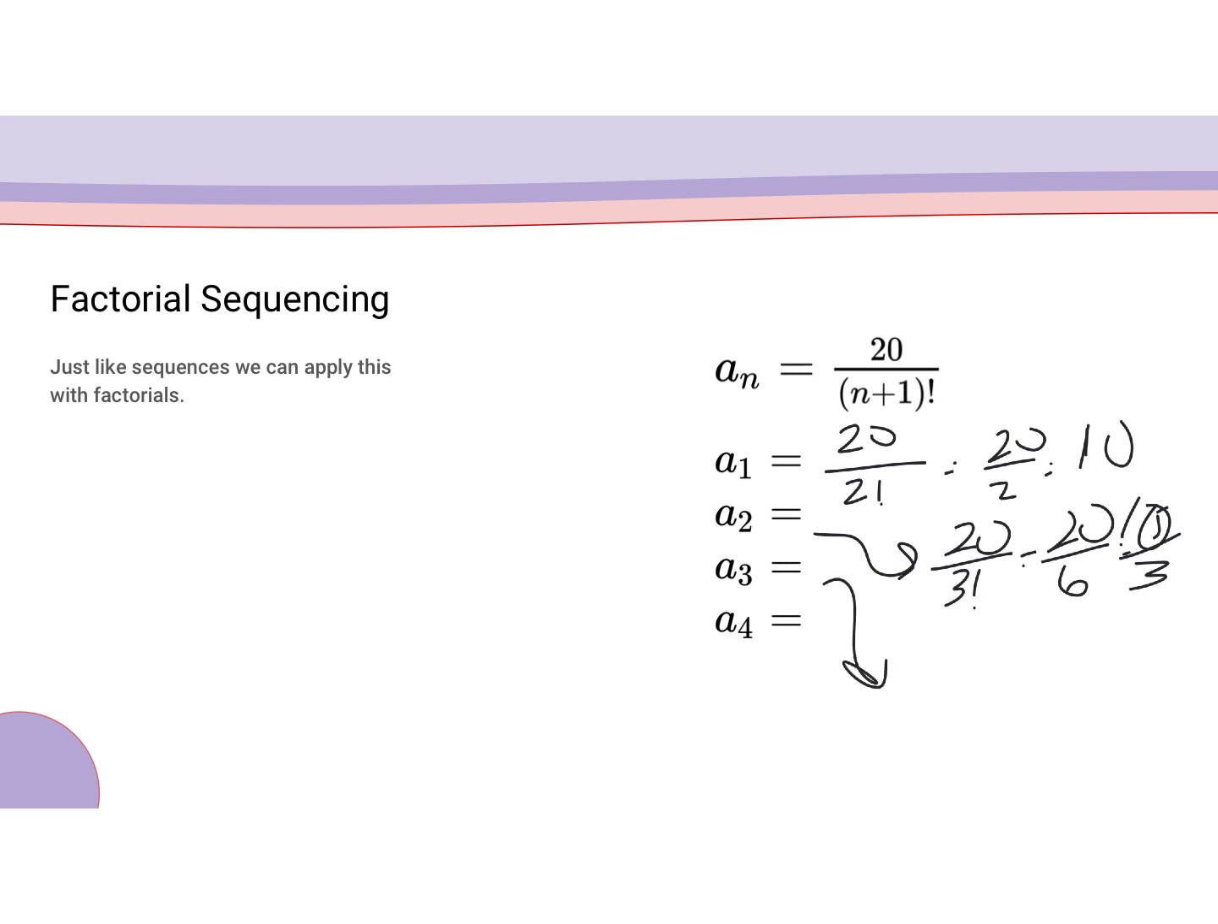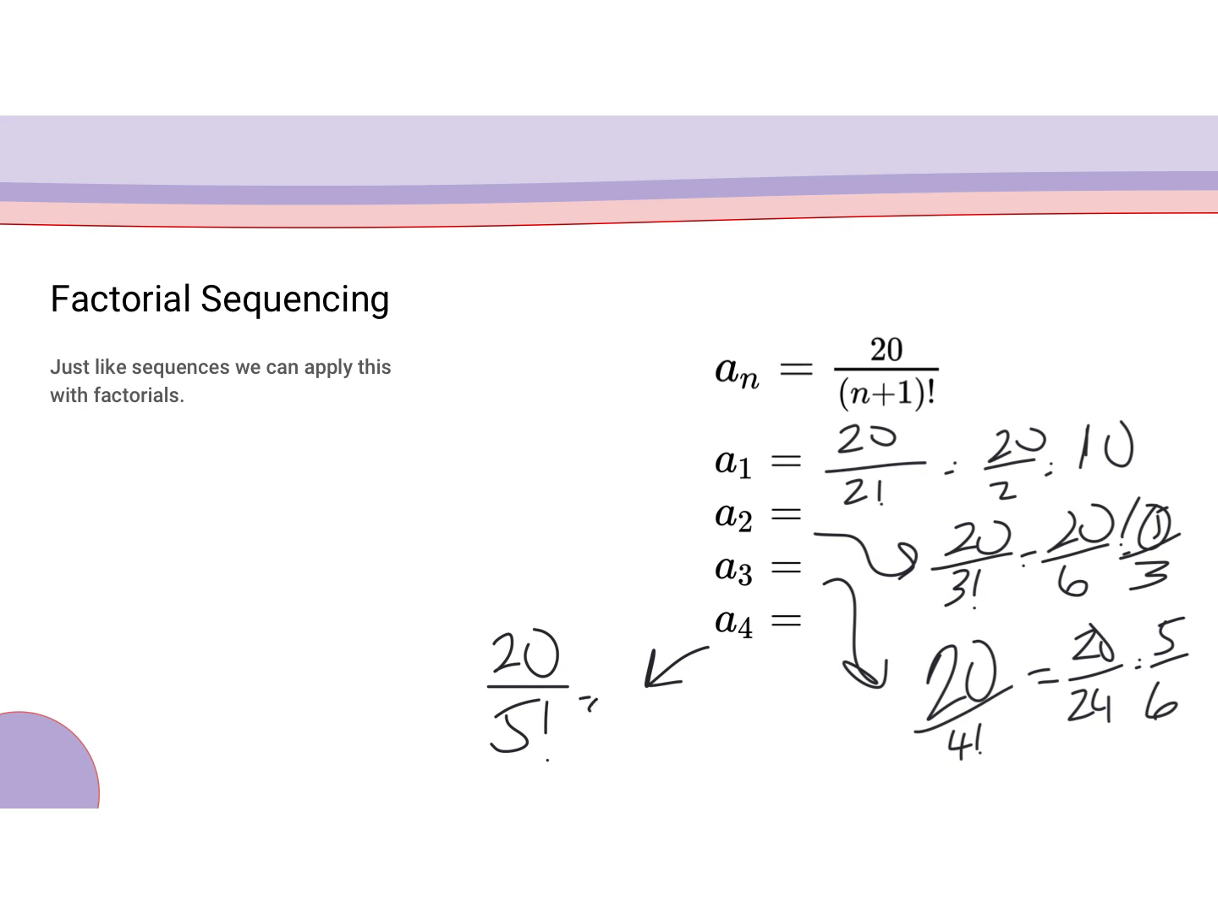Sorry, I don't have my stylus with me, so that's why it's a little bit clunky here. 20 over 4 factorial, well, that would be 20 over 24, and that would reduce to 5 over 6. And finally, 20 over 5 factorial. From our last slide, we saw that was 1 over 20, and so that's 1/6. So we went from 10 to 10/3 to 5/6 to 1/6 very quickly. And in our next iteration, it would probably be 1/40th, somewhere in that ballpark.